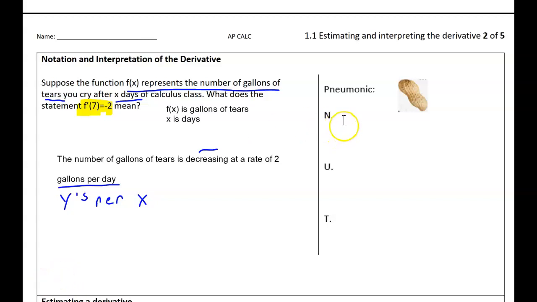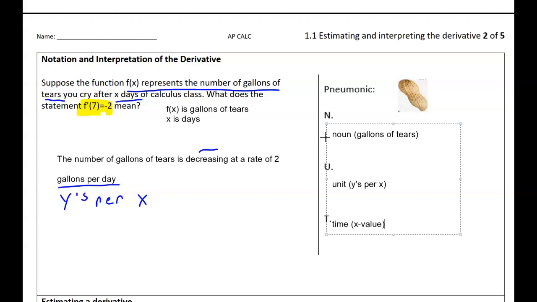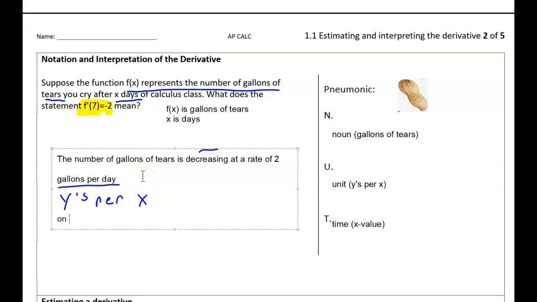So what I have for you is a kind of unfortunate mnemonic, NUT, to make sure your answers like this are as specific as they need to be. So N stands for noun. That's what we are talking about. So that's tears here. U stands for unit. That's Y's per X. And then T stands for time. So time is my when, and it's my X value. So when are we talking about? So in this particular problem, this would be on or at, we could say X equals 7 days, right? And this is how you would answer this question.